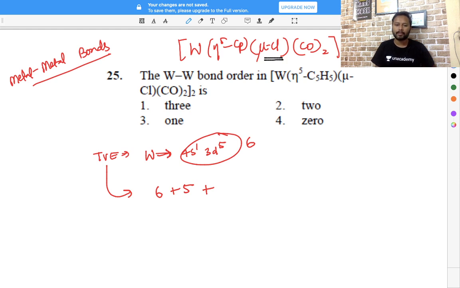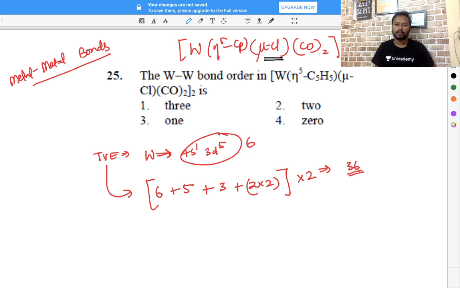Okay, so remember that. So 3 electrons from here, and then you will be getting 2 electrons from each carbonyl ligand. So 2 into 2, that will be 4 electrons from here, and the whole thing twice, so we'll just multiply this whole value with 2. So what I'm going to get is 6 plus 5, 11, 11 plus 3 is 14, and 14 plus 4 is 18. 18 into 2 is going to give you 36, right? I think I have done it correctly.